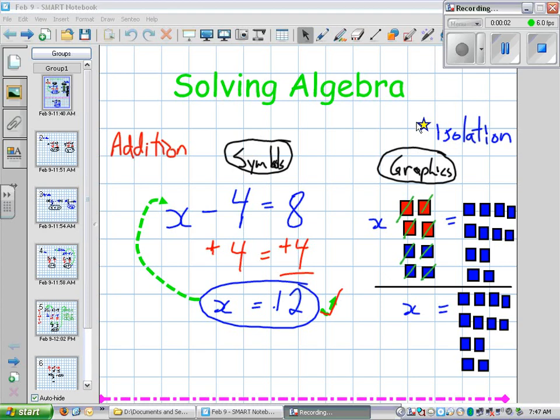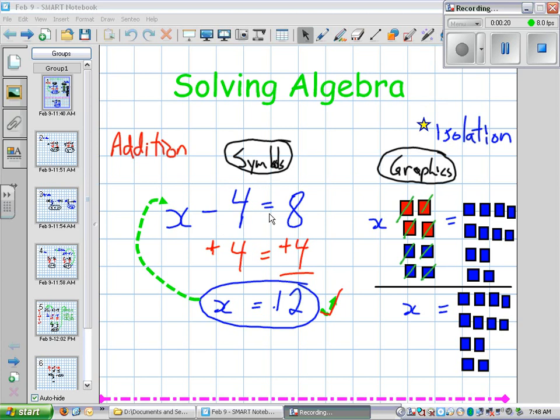Okay, welcome grade 7s. I just wanted to go over our isolation and solving algebra for all 4 operations, and then I will post this to the wiki site so that you guys can see it if you're not around during class time.